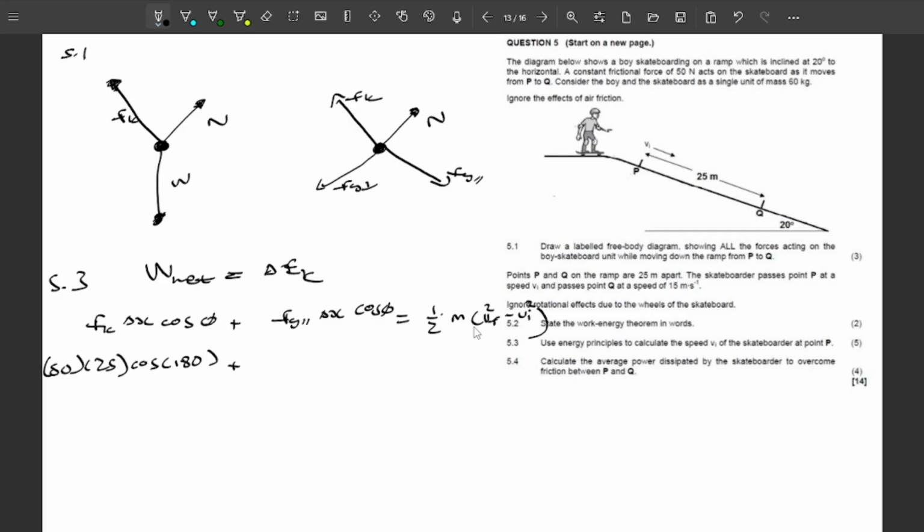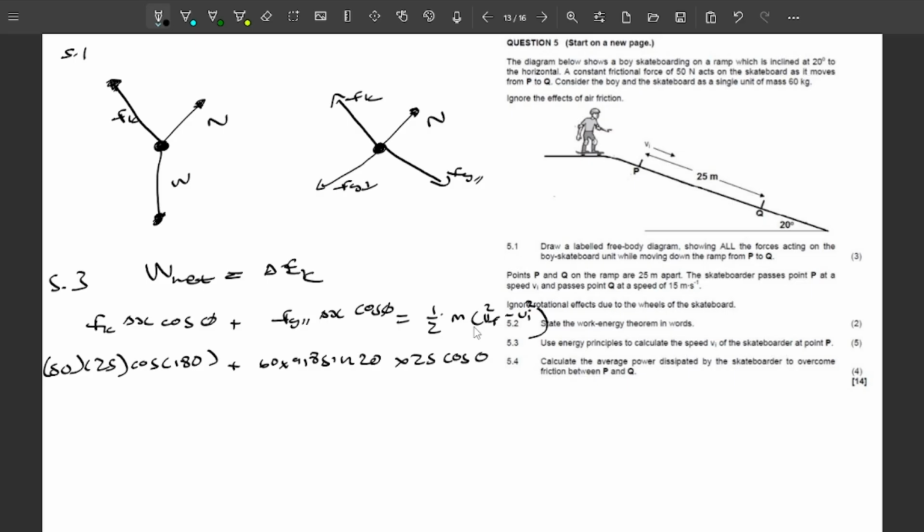Now for the Fg parallel, we have to be a little bit observant. Since we know that Fg parallel is defined with sine, we're going to say 60 times 9.8 sine 20. Now don't forget the change in x. Many students do forget that. And multiply by 25 cos 0, which is 1.